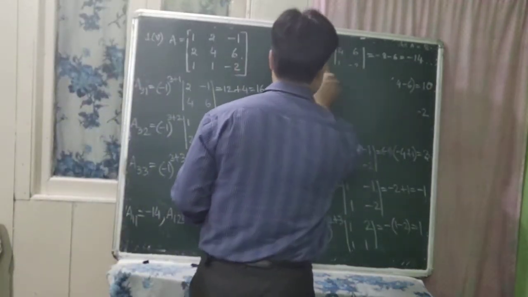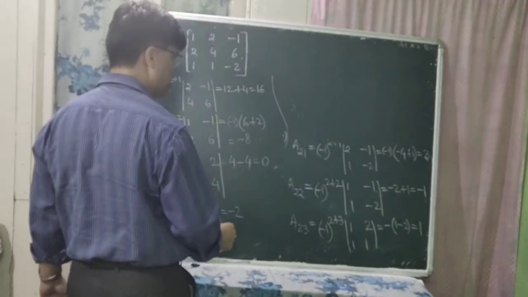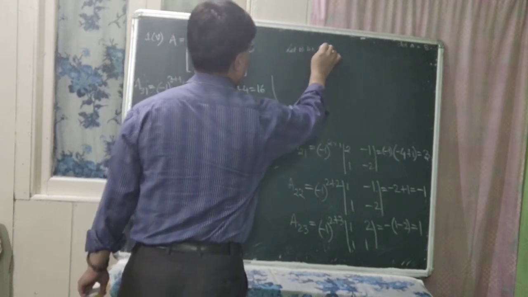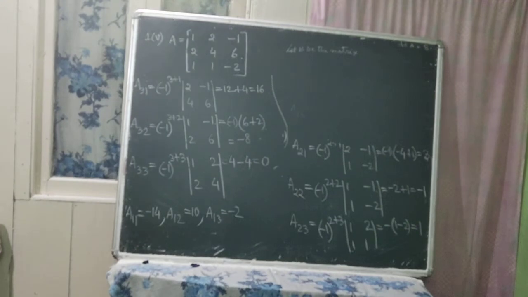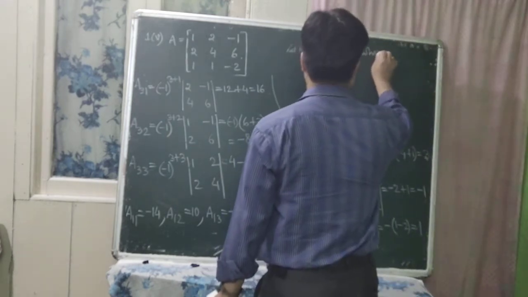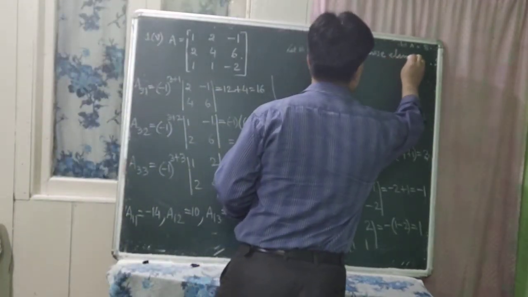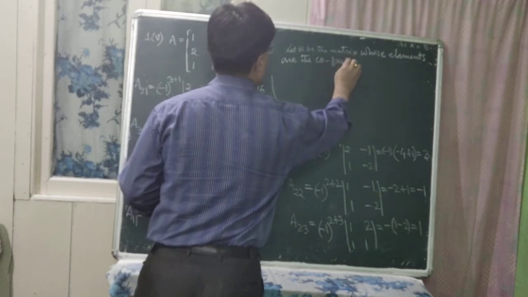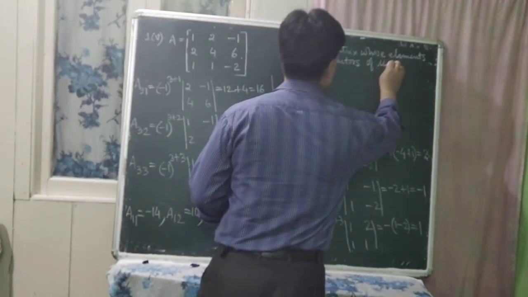So let us write here. Let B be the matrix whose elements are the cofactors of the elements.